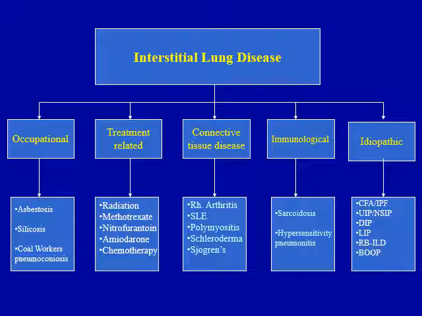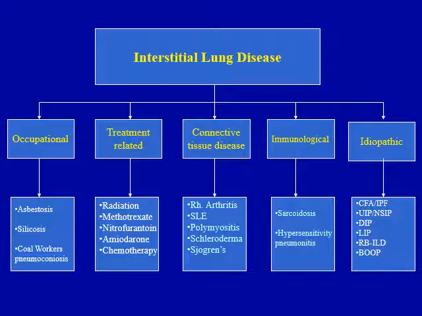First, occupation. Patients who work in some occupations develop interstitial lung disease, like asbestosis, silicosis, coal worker's pneumoconiosis, and others. And those who receive treatment for many diseases, like radiation. Those who received radiotherapy for malignant disease and other diseases develop radiation pneumonitis. Or there are many drugs which can cause pulmonary fibrosis. The most important of these drugs are methotrexate, nitrofurantoin, amiodarone, and other chemotherapeutic agents like busulfan.